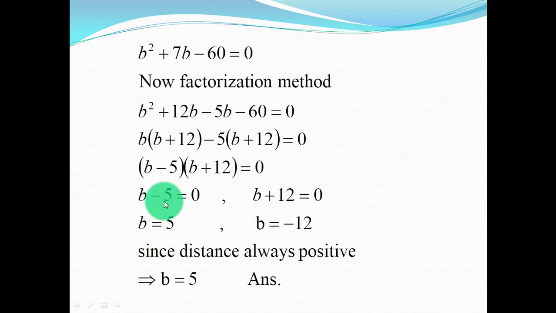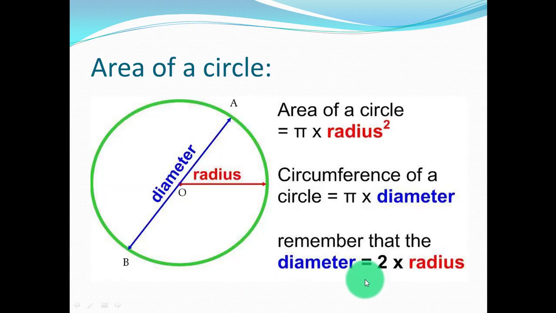Shifting b minus 5 to the right side, its negative sign changes to positive, and shifting positive 12 to the right side, its sign changes to negative. As we know, b is a distance, and distance is always positive, so b can never be equal to minus 12. So this implies that b is equal to 5, which is our requirement. This is the correct answer.